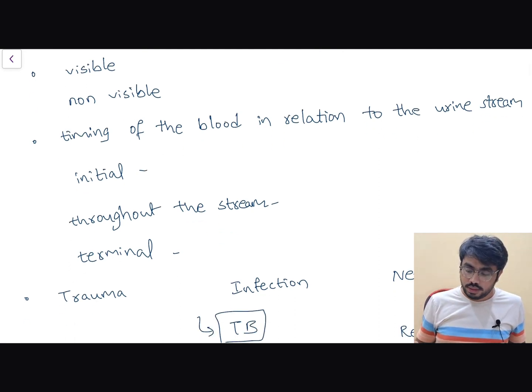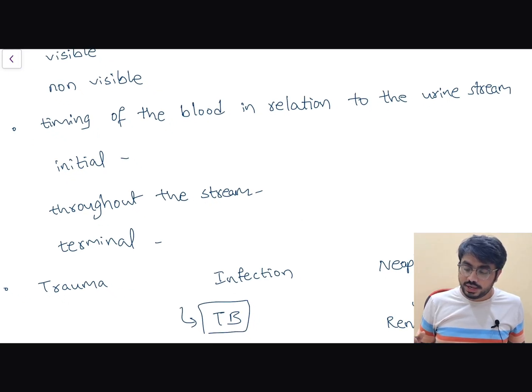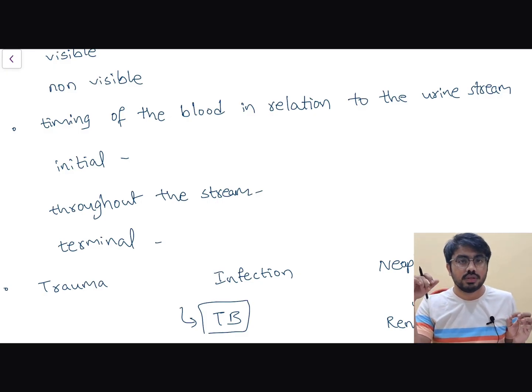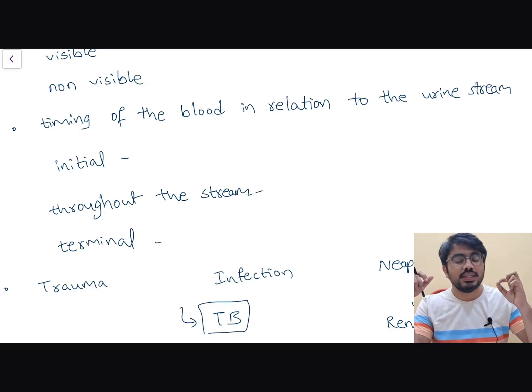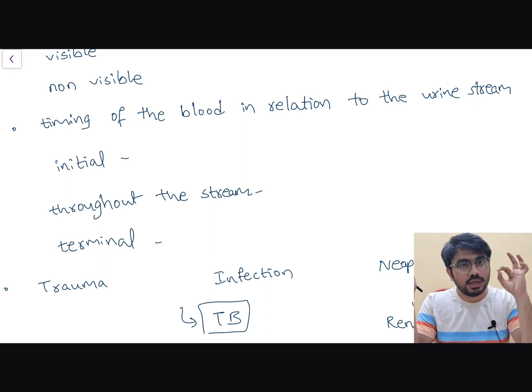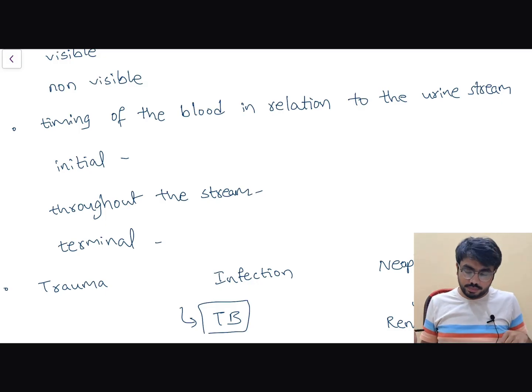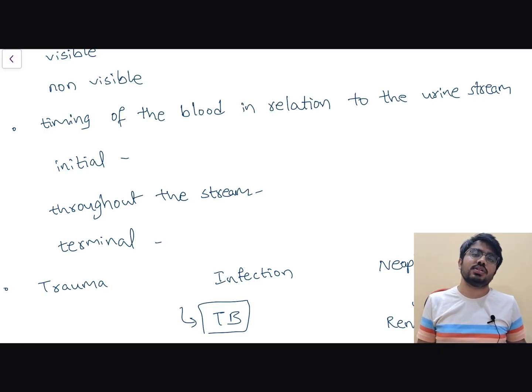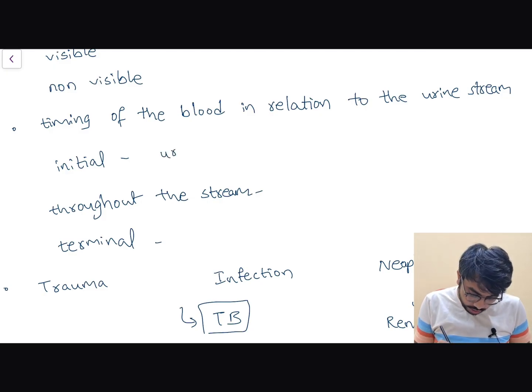Now, the timing of the blood in relation to the urine stream also guides me in some way. The pathology involved can be guided by the timing of the blood. Suppose during passage of urine, if the blood is coming in the initial part of the urine, then the pathology is different. If it is coming throughout the urine, then the cause is different. If it is coming in the last part of the urine during micturition, then the pathology is different. We will look into them. So if it is in the initial phase, what is the cause? Can you guess? Yes, it is a problem in the urethra. It has to be a urethral problem.